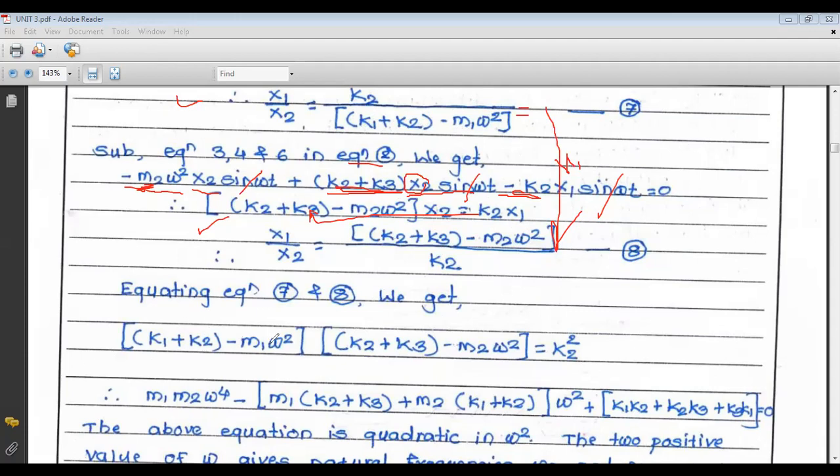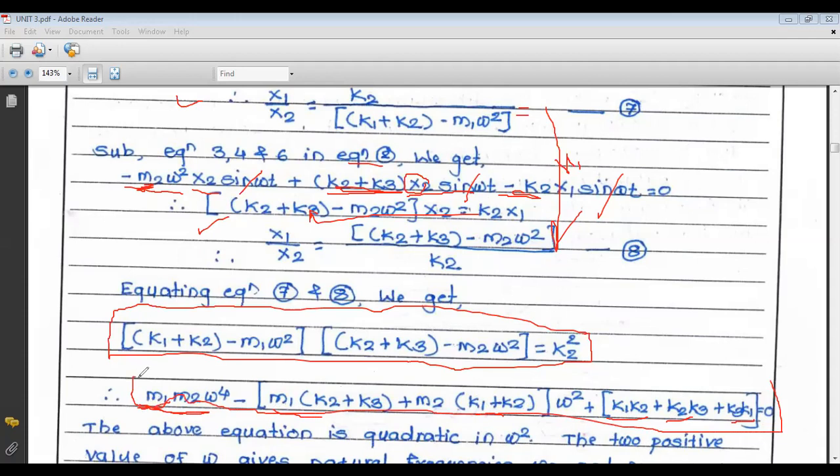So k1 plus k2 minus m1 omega square, multiplied by k2 plus k3 minus m2 omega square, is equal to k2 square. In the last derivation also we have solved this. So we get the term m1 m2 omega raised to 4, plus m1 into k2 plus k3 plus m2 into k1 plus k2, into omega square, plus k1 k2 plus k2 k3 plus k3 k1 is equal to 0. This is the quadratic equation we have seen in the last lecture also. It is the same because we have considered the same equation and same constants.